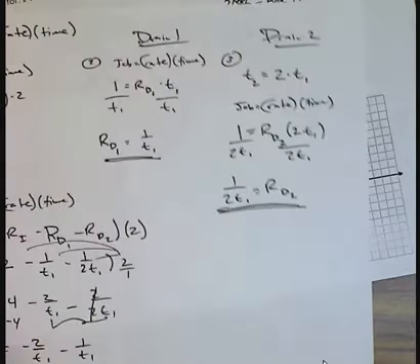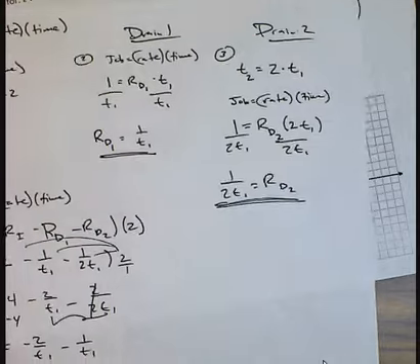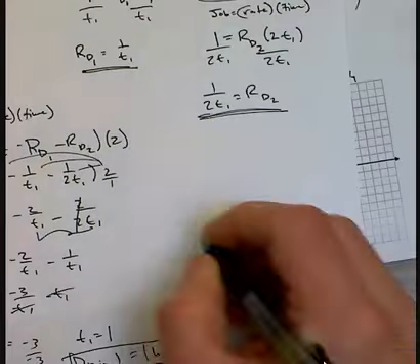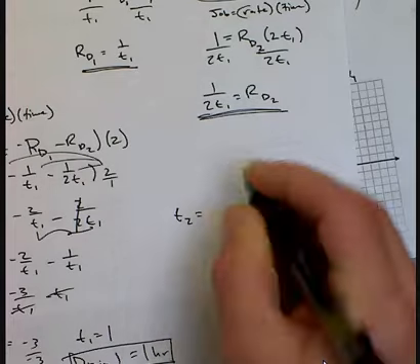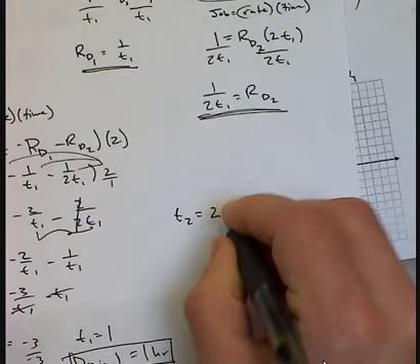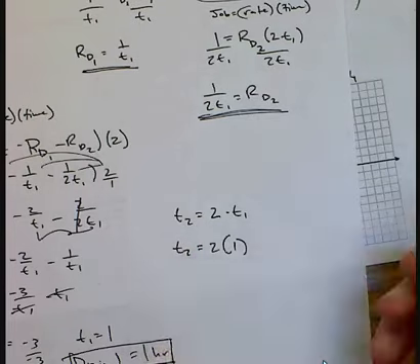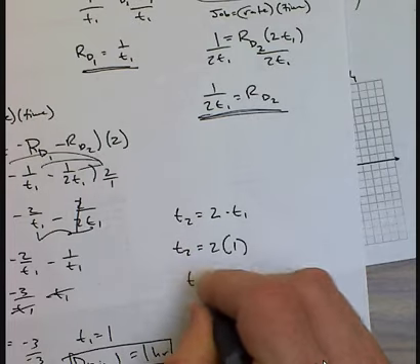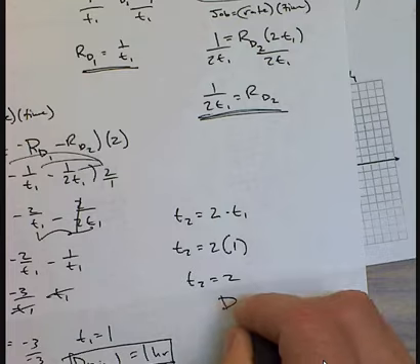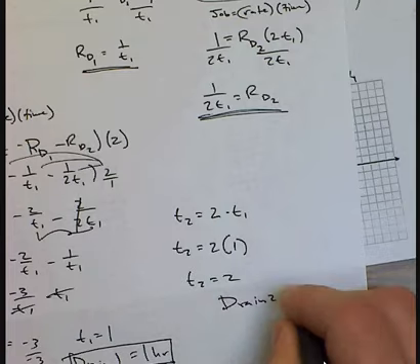There was a relationship that we found between the time for drain 1 and the time for drain 2, and that was right here. So if we want to find T2, it's just going to equal 2 times T1. So the time for drain 2 is going to be 2 times the time for drain 1, which is just going to be 2 hours. So drain 2 takes 2 hours.